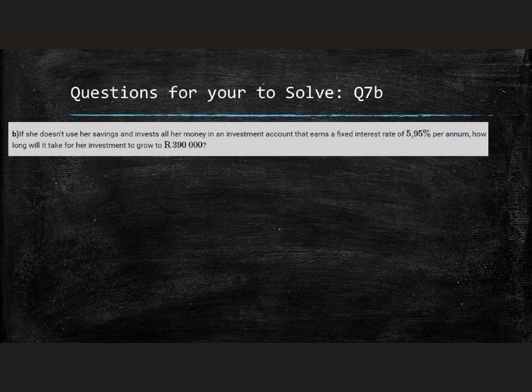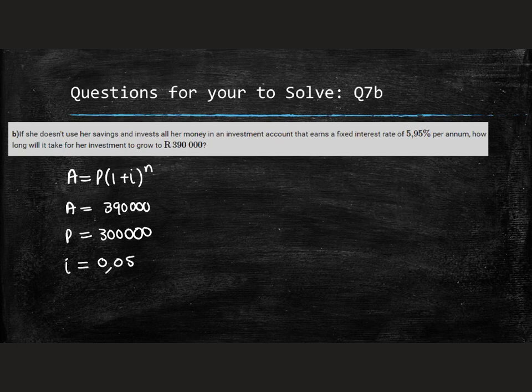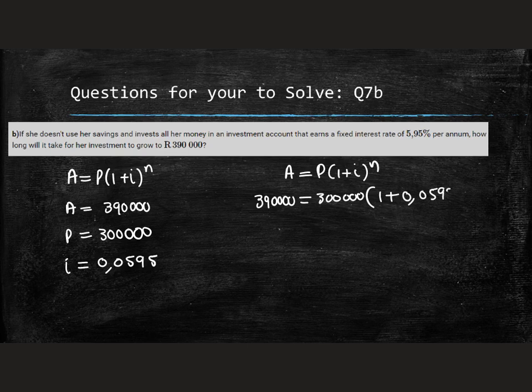Okay, so in this one, we need to figure out what is happening. Is money growing or is money reducing? We're investing money here, which means we're dealing with A equals P (1 plus i) to the n. We know that she wants to accumulate 390,000, and we know that she invested the 300,000 Rand from her retirement. And now the interest rate is 0.0595. So we're going to solve this equation, (1 plus i) to the n. Let's put in what we know. We want 390,000 coming from 300,000 at an interest rate of 0.0595 to the n.